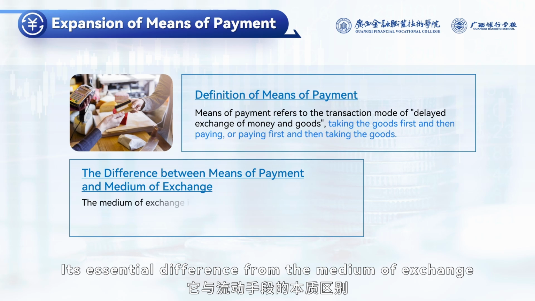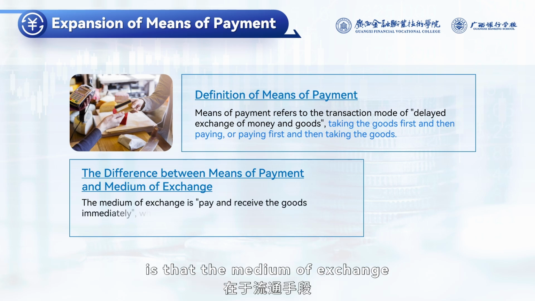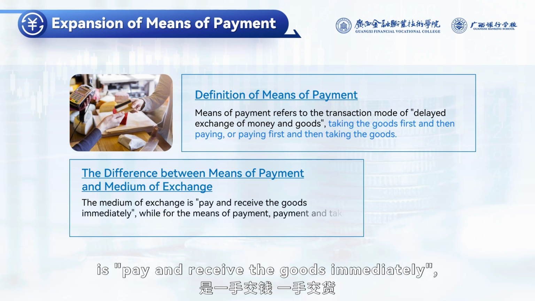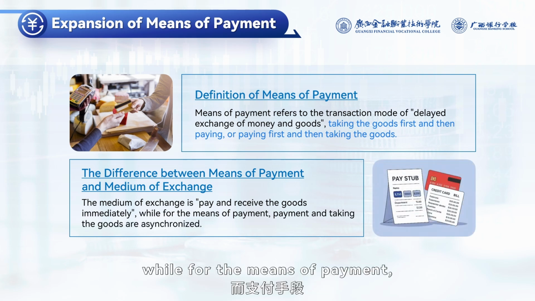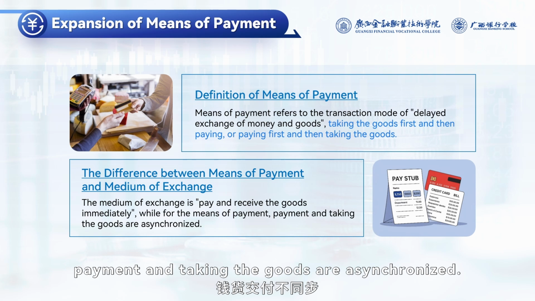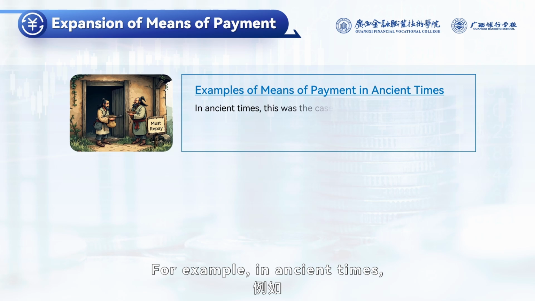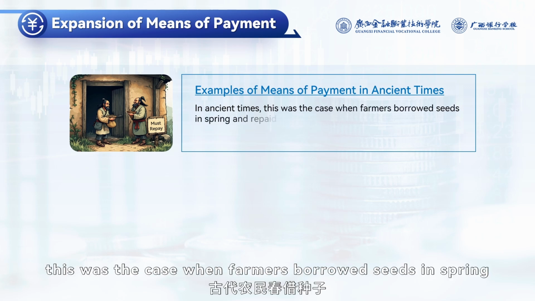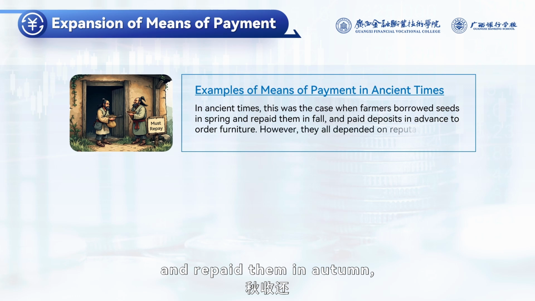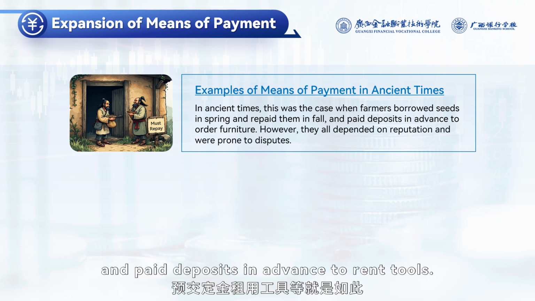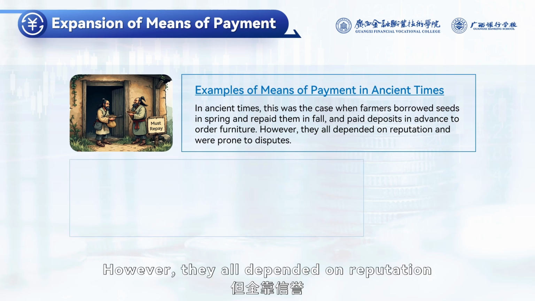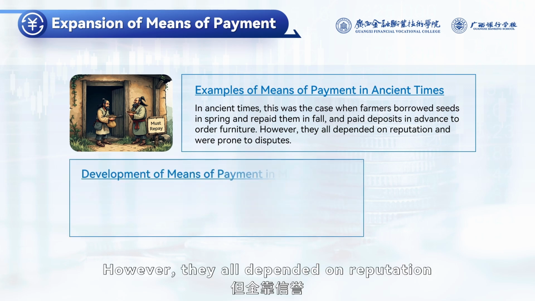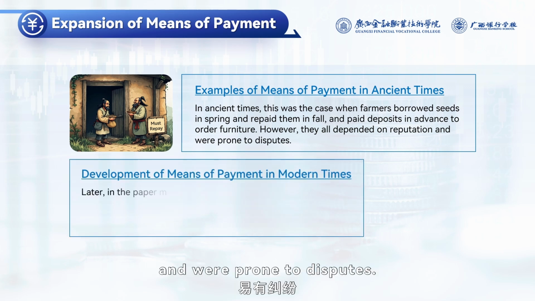Its essential difference from the medium of exchange is that the medium of exchange is pay and receive the goods immediately, while for the means of payment, payment and taking the goods are asynchronized. For example, in ancient times, this was the case when farmers borrowed seeds in spring and repaid them in autumn, and paid deposits in advance to rent tools. However, they all depended on reputation and were prone to disputes.